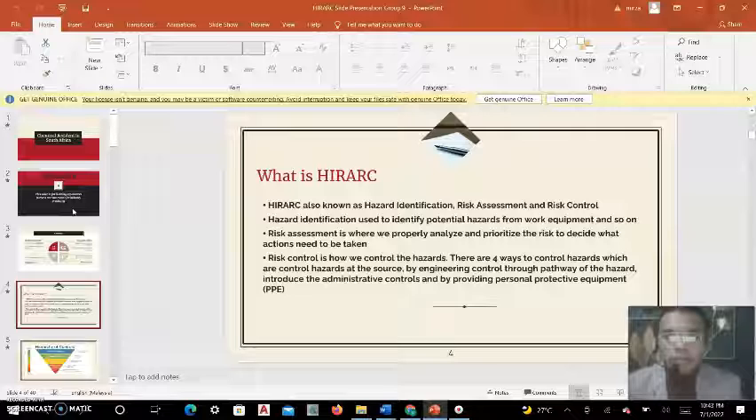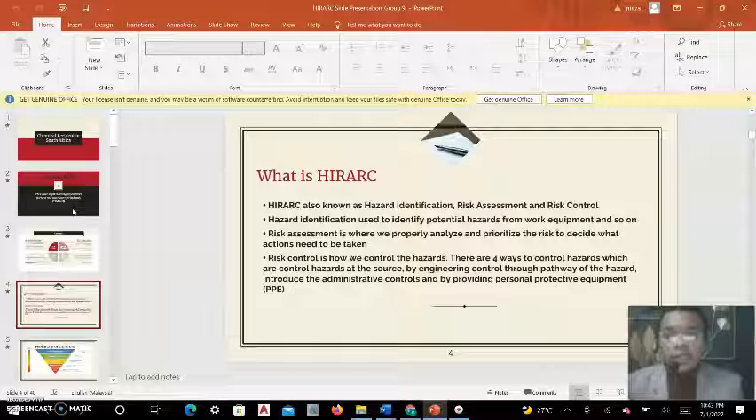What is HIRARC? HIRARC, also known as Hazard Identification, Risk Assessment, and Risk Control. Hazard identification is used to identify potential hazards from work equipment and so on. Risk assessment is where we properly analyze and prioritize the risk to decide the action to be taken. Risk control is how we control the hazard.